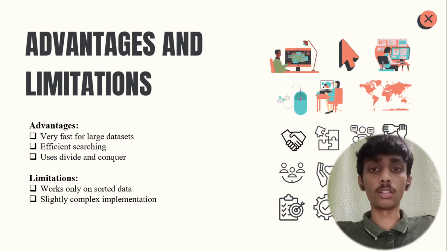So let's study some advantages and limitations of binary search. The advantages are very simple: it is very fast for large data sets, and efficient searching uses the divide and conquer method. There are also some limitations: it works only on sorted data sets, so no unsorted or unarranged data set will be applicable here. And it is a slightly complex implementation, so new users can have some problems, but it is far better than a linear search.